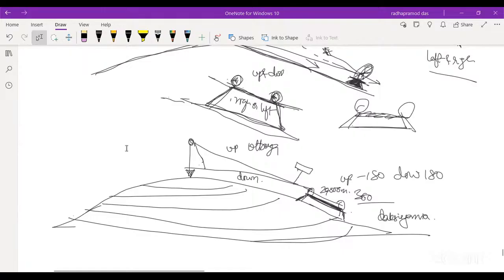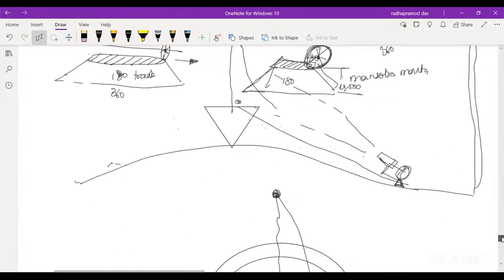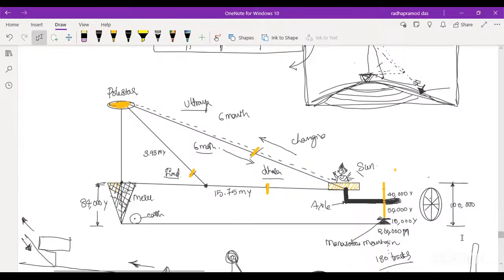Prabhuji, can you just show that first picture with some measurements you showed now? I have written this: the height of the Meru is 84,000 yojanas. Yojana means into 8, that will be miles. So 84,000 yojanas means 84,000 into 8 miles. On the right side, you have written 40,000, 50,000, and 10,000.